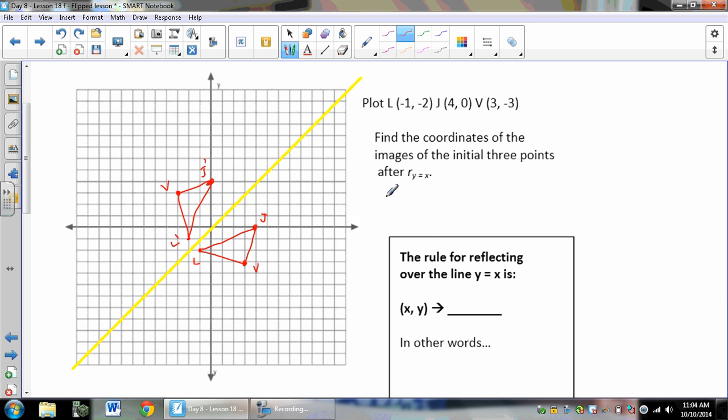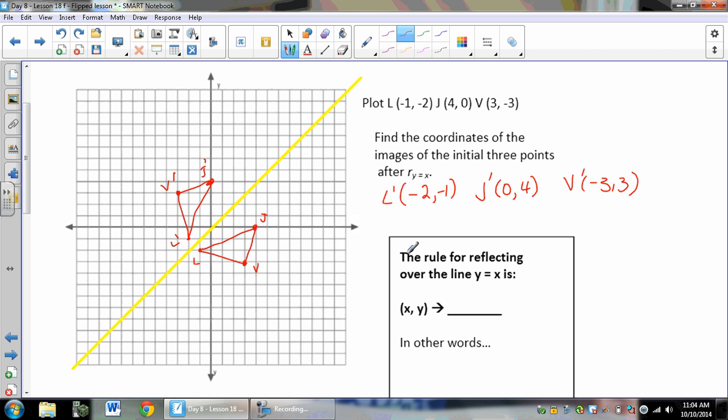So L's new coordinates, L prime, is -2, -1. J's new coordinates, we went over 0, up 4. And V's new coordinates are now -3, 3. Okay, what happened? Well, -1, -2 became -2, -1. 4, 0 became 0, 4. 3, -3. I forgot to put my prime on V.